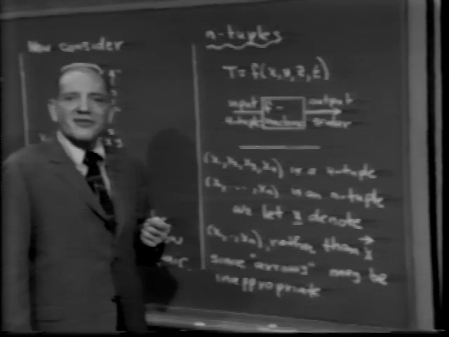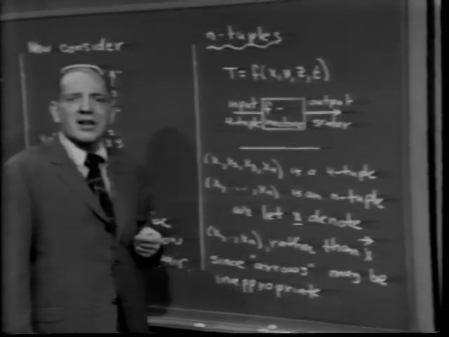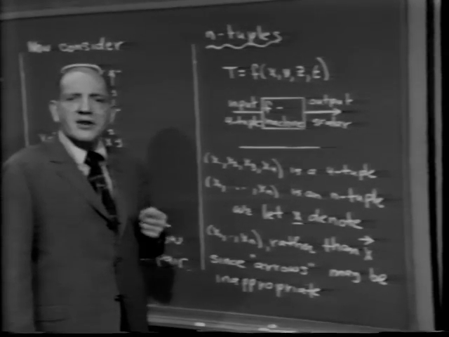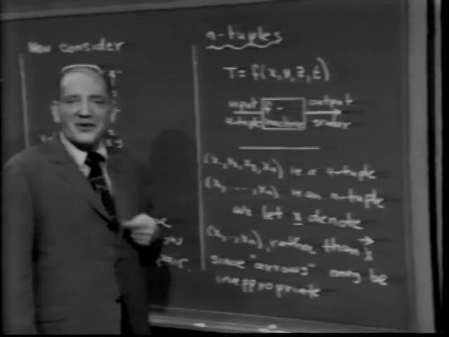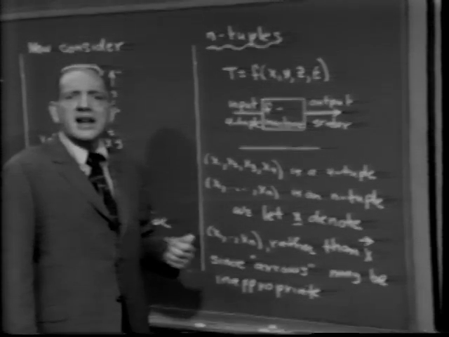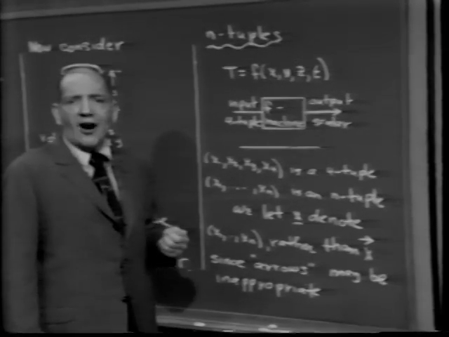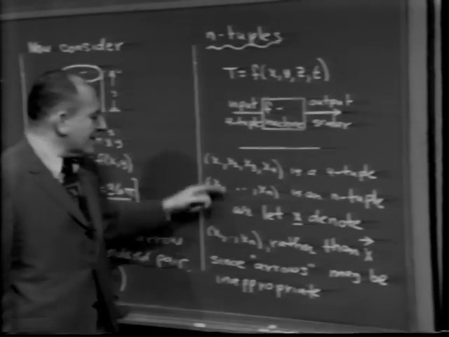In terms of modern mathematics, in terms of the language of n-tuples, a real valued function of several, where by several you mean more than one, real variables, is simply a function in which the input is an n-tuple and the output is a number. Okay? That's what this whole thing is all about.